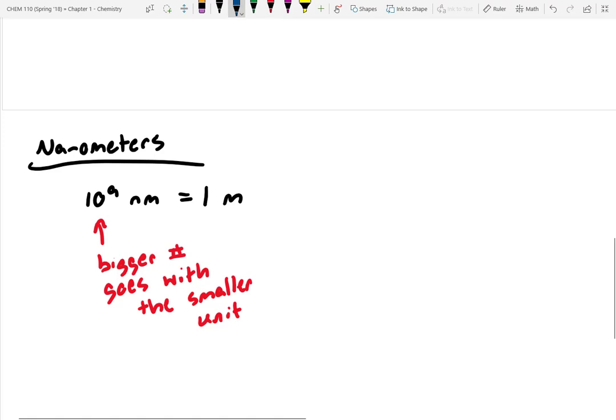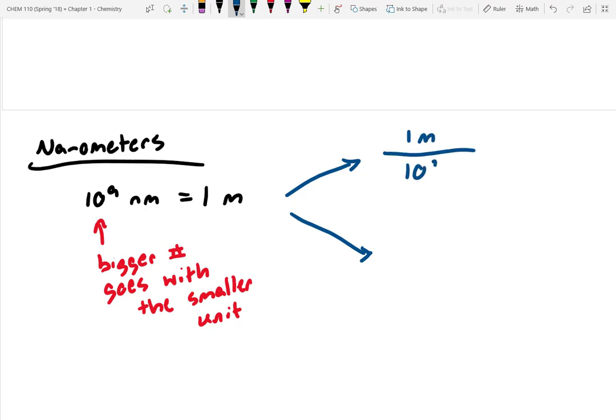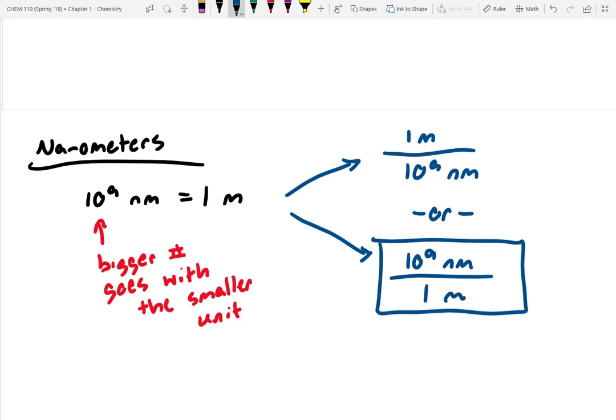But what you can do is convert this into 2 different relationships. What I tell people is you can do 1 meter over 10 to the 9th nanometers, or you can say 10 to the 9th nanometers over 1 meter. Why can you do this either way? Does anybody know? They're the same number, right? If you divide 1 divided by 1, it's going to be 1, right? So it doesn't really matter if you have it right side up or upside down. You can use it either way. It still is going to be equal to 1.